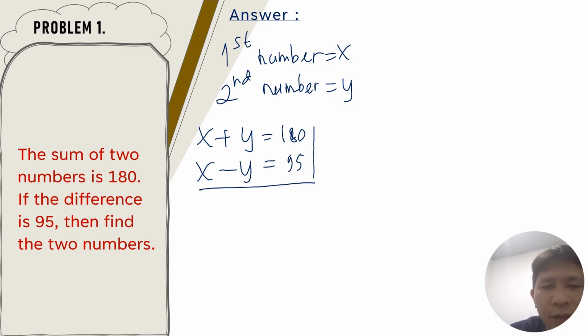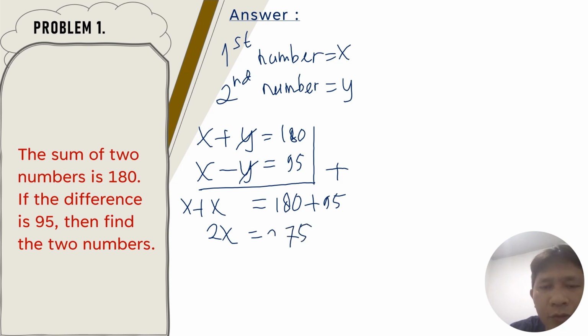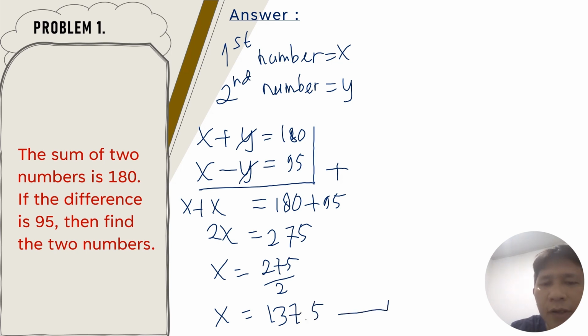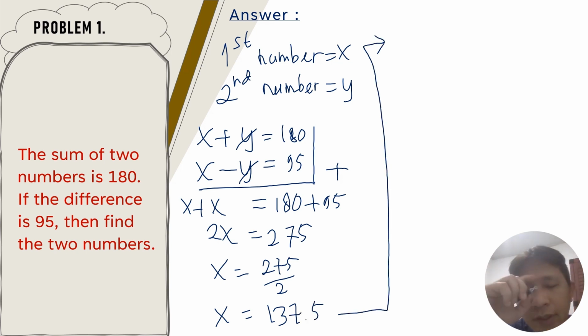Okay, now we're gonna use the elimination method. According to that, we're gonna eliminate the variable y, because this is plus y and this is minus y, so we can cancel the variable y. This is x plus x equals 180 plus 95. So this is 2x equals 275, so x equals 275 divided by 2, x equals 137.5.